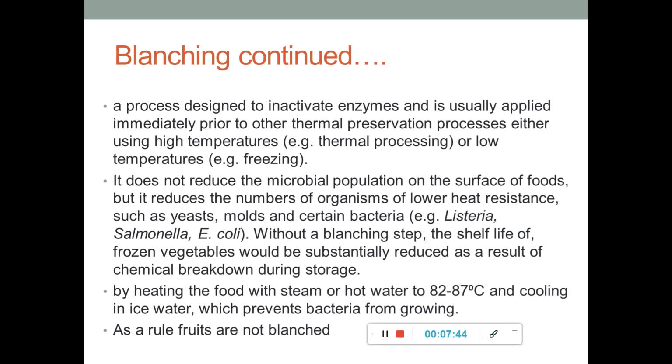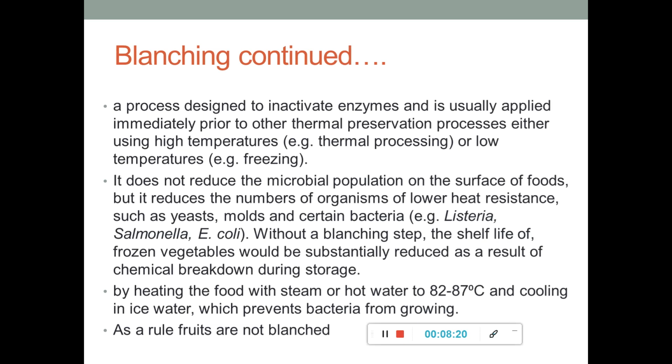So just before high or low temperature mediated preservation techniques are used, you can blanch the food. This does not reduce the microbial population on the surface of the foods, but it reduces the number of organisms of low heat resistance, such as yeast, molds and certain bacteria such as listeria, salmonella, etc. Without a blanching step, what happens? The shelf life of these frozen vegetables would be substantially reduced, because there will be a chemical breakdown during storage.